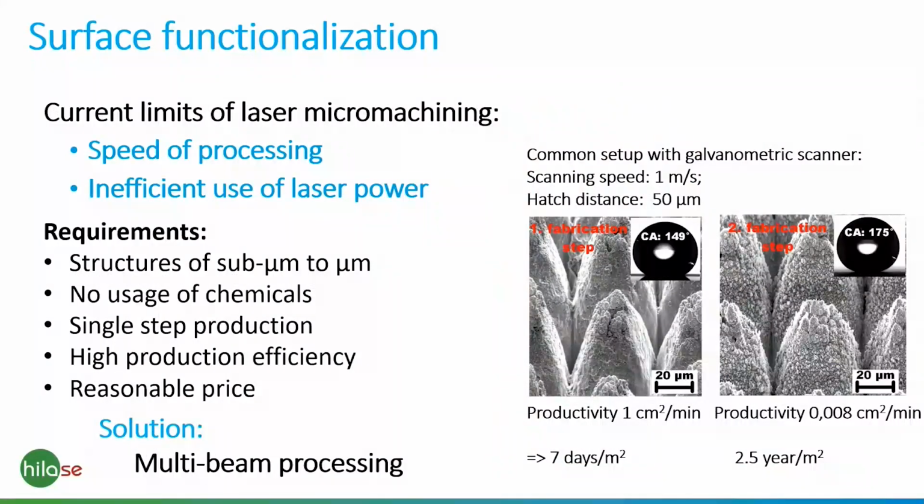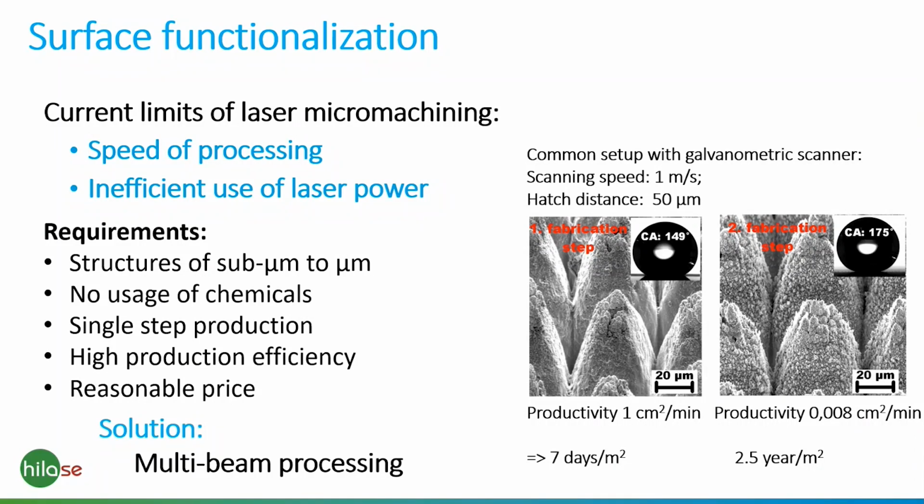And that's exactly one of our other advantages, that we are also trying to transfer this scientific discipline into industrial environment, because the current limits in laser micromachining are mostly speed, basically the cost, which is due to low processing speed and also due to inefficient use of laser power. I will give you an example here.